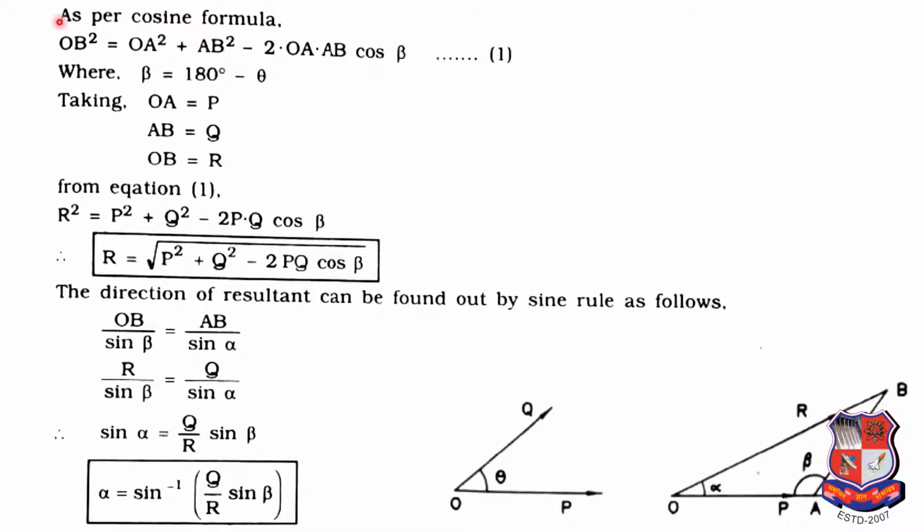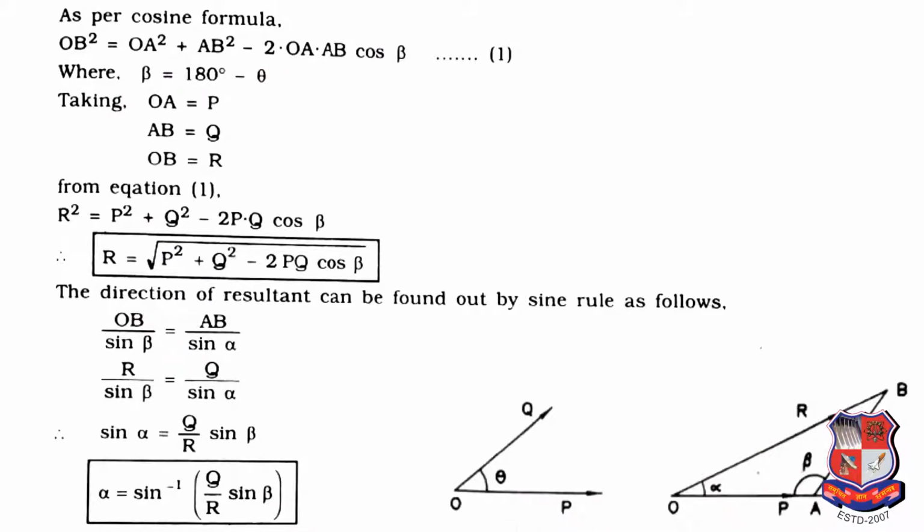This is your equation number 1, where beta is equal to 180 degrees minus theta. How can you see that? Just observe the figure. This is a line, so if we consider any line here, the angle on that portion will be 180. So you have to find beta: 180 minus theta. As per that, beta is equal to 180 minus theta.